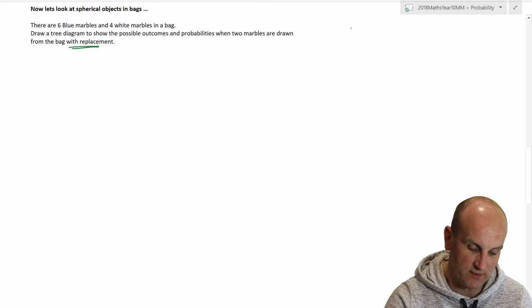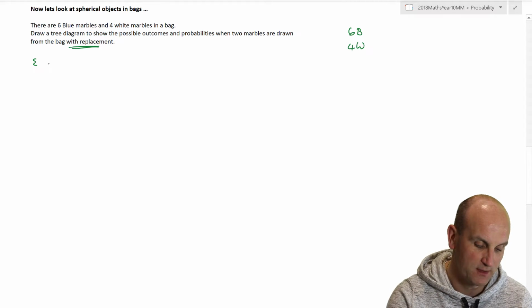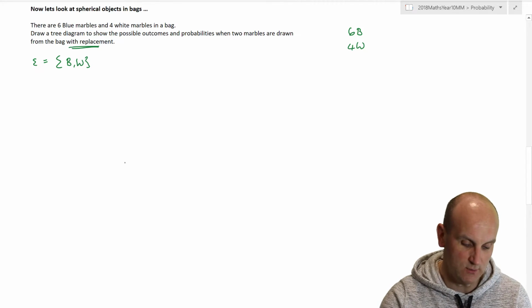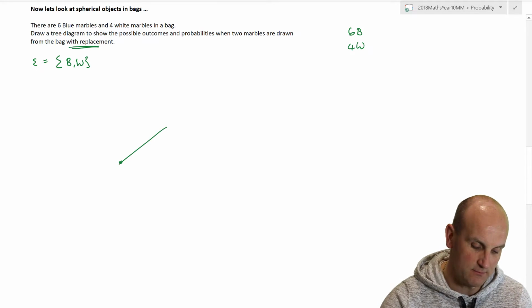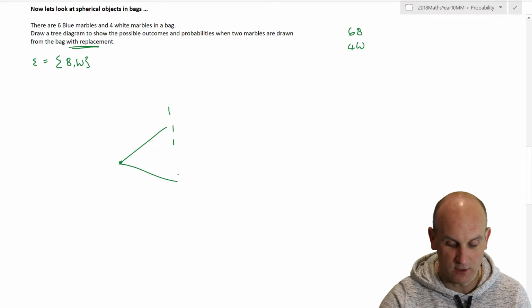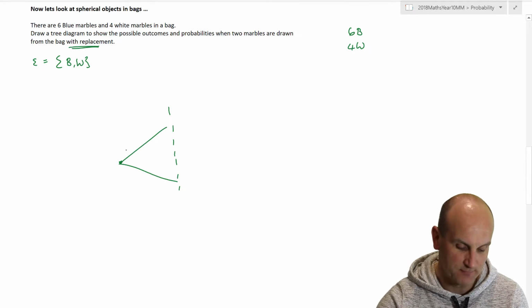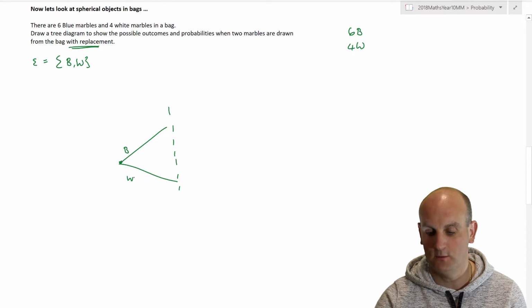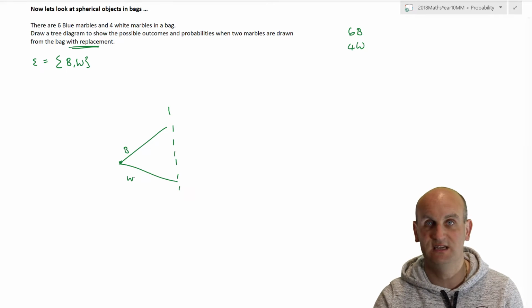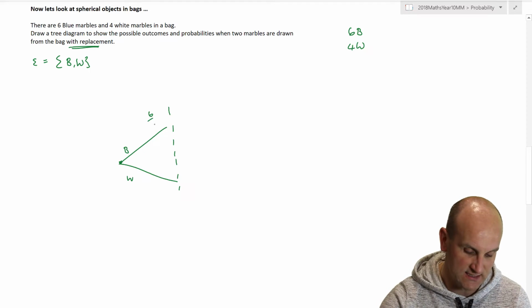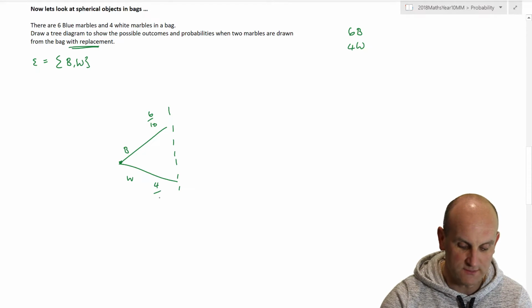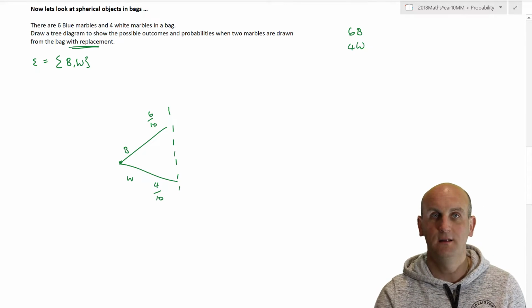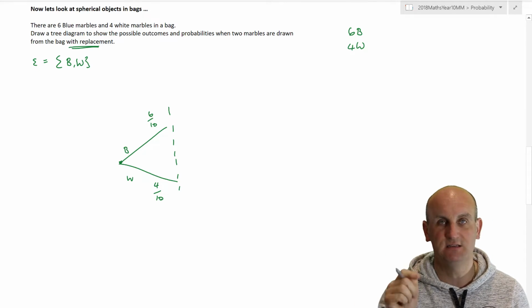So just to remind myself, I've got 6 blue and I've got 4 white. And my sample space for one selection is either blue or white. So here is my start, and I've taken my first marble out. Because I know that it's got a choice of 2 colors, there is blue and there is white. Now I'm going to put my respective probabilities on. What was the probability of getting a blue marble? Well, there was 6 blue out of 10. So it's 6 out of 10. Now, I can automatically write that down as 4 out of 10. Why? Because those two branches must add to make 1.